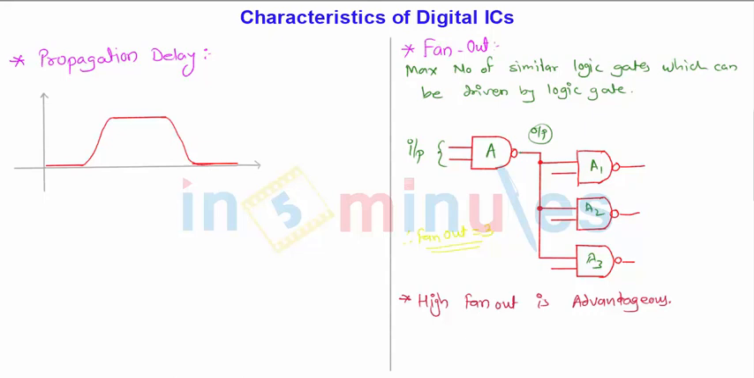Let us move to the very next one, propagation delay. Propagation delay is calculated exactly by two ways. Now you are familiar with this diagram. This diagram doesn't look like an actual pulse because this is a practical pulse. So why is it called practical?